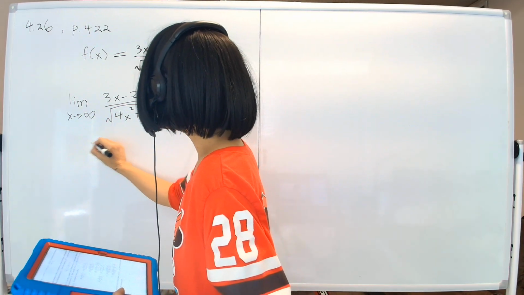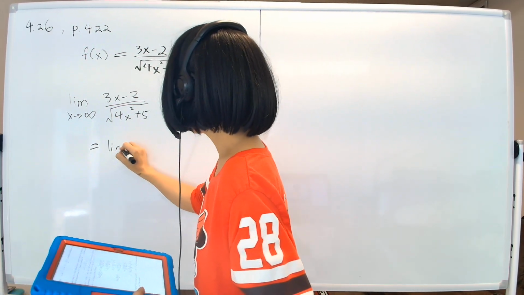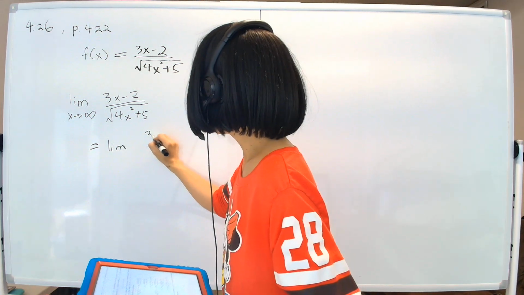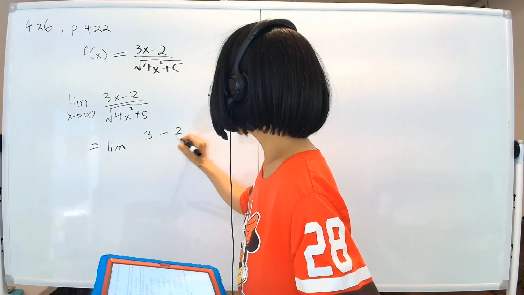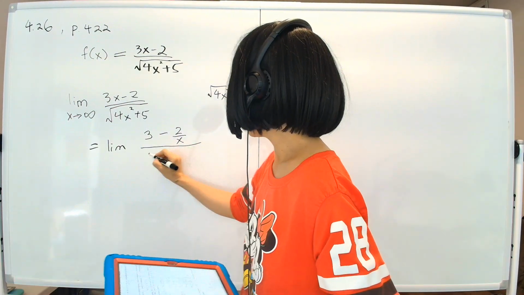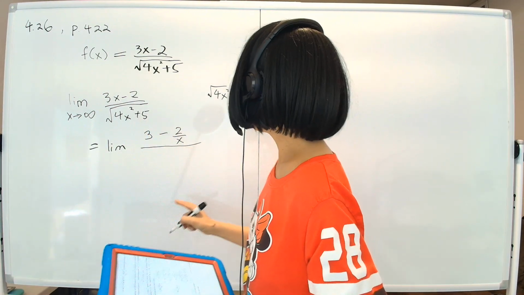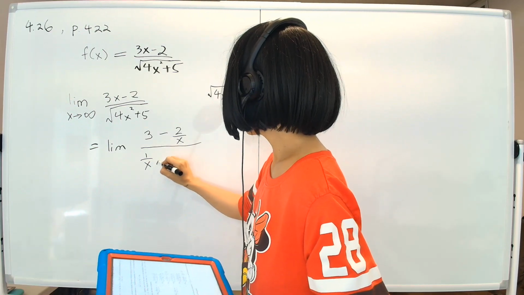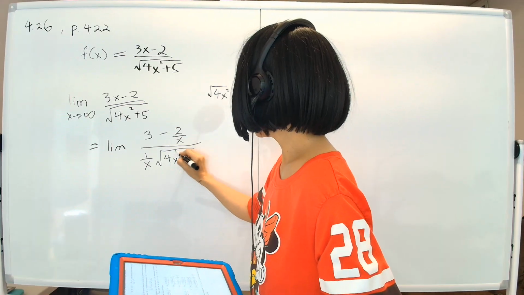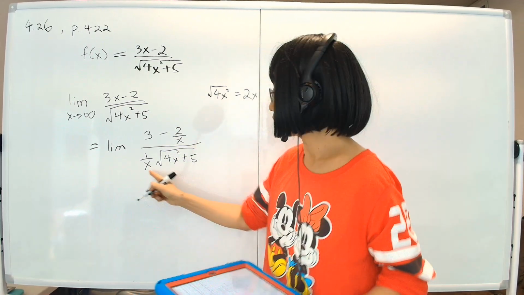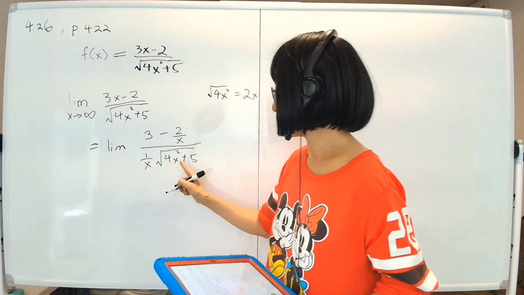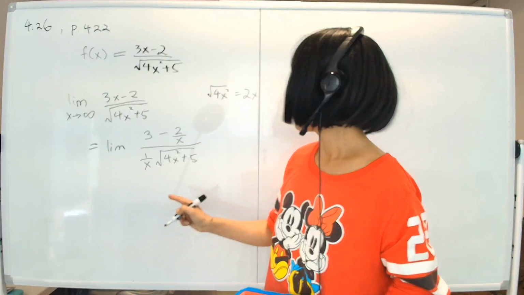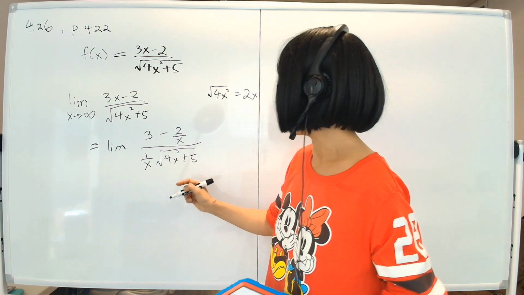So that equals the limit. We'll divide everything by x. So we have 3 minus 2 divided by x on top, and then the bottom also divided by x, so we'll write it as 1 over x times the square root of 4x squared plus 5. Now what does that become? We'll multiply this x inside. When you do that, you have to watch out whether x is positive or negative. For now, x is positive, so we don't have to worry about a thing.